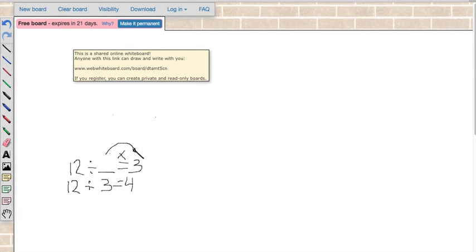Don't skip a number. So it would be 3 times what gives me 12, right? That means you have to think of your 3 times tables to find this answer. 3, 6, 9, 12. Oh, it was 4 times. So 3 times 4 equals 12. Always check your answer at the end. Repeat it backwards to make sure your answer is correct.